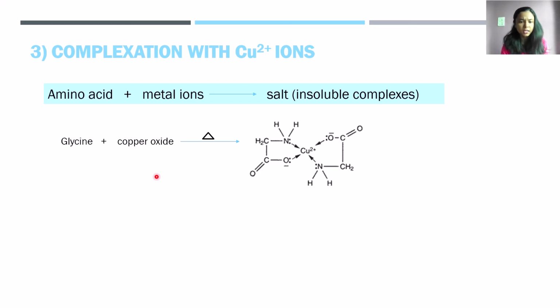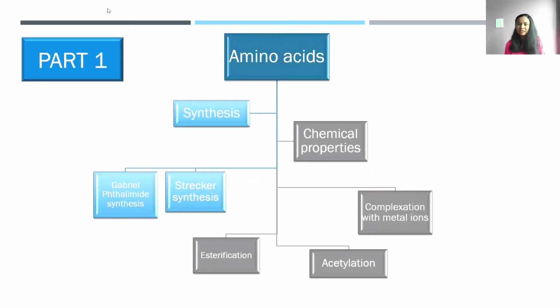In this reaction, I've taken glycine and copper oxide, and so we will be getting a deep blue colored salt, which is also called the copper salt of glycine. So that ends the first part of our lecture on amino acids. Let's take a quick recap of what we covered.